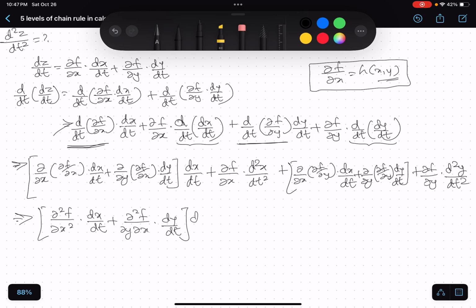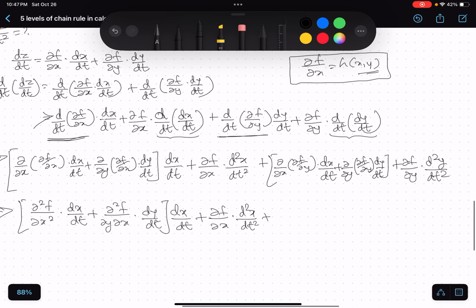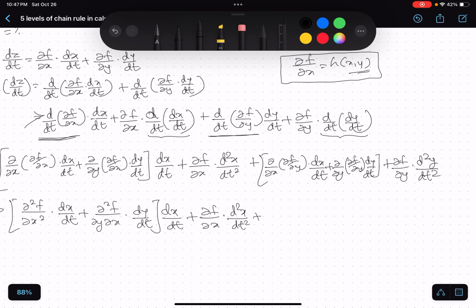Times dx by dt plus this is partial f by partial x times d square x by dt square plus this is, hey, isn't there anything to multiply here? Oh, there is, right? Yeah, there again, there is this dy by dt. Why did I forget that? There is this dy by dt.